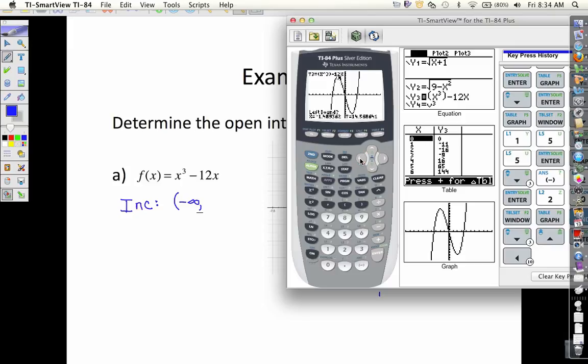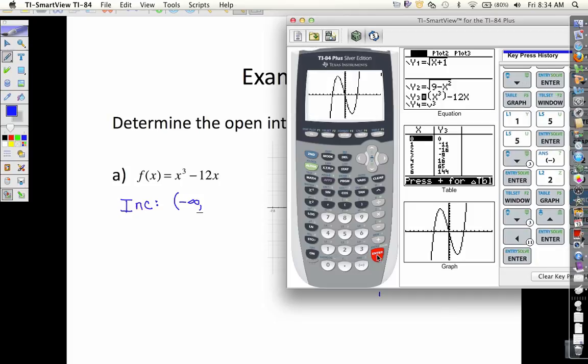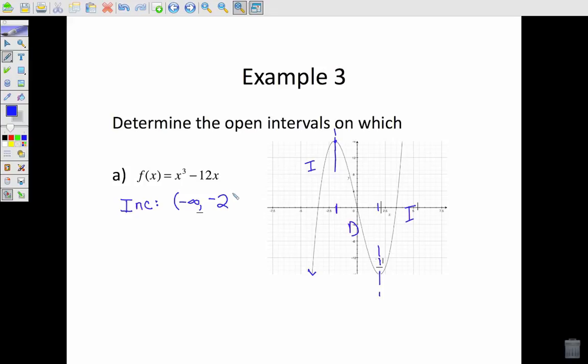And then you move the cursor over to the left side because it's asking you the left bound. Hit enter, you go to right bound. Hit enter, and the third time, guess, that's when the calculator will do it for us. So you can see here negative 2, maximum is 16. So this graph is increasing from negative infinity to negative 2. Okay?